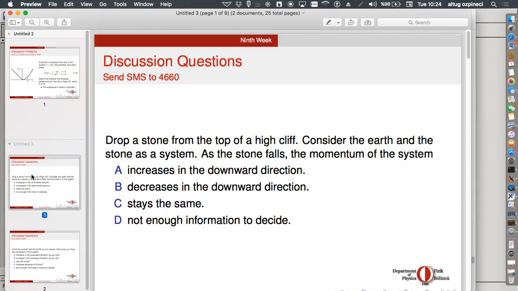Anyone else? We know momentum is conserved unless there's an external force. So, if there's a system in which Earth and rock are the system, there's no external force, there's no change in momentum. During the fall or after the collision, you are saying that it doesn't change. Doesn't matter because the system is the same, no external force at any time. Okay. Anybody else?